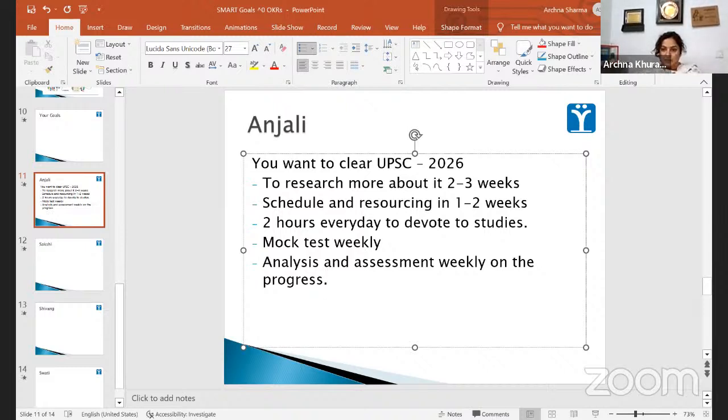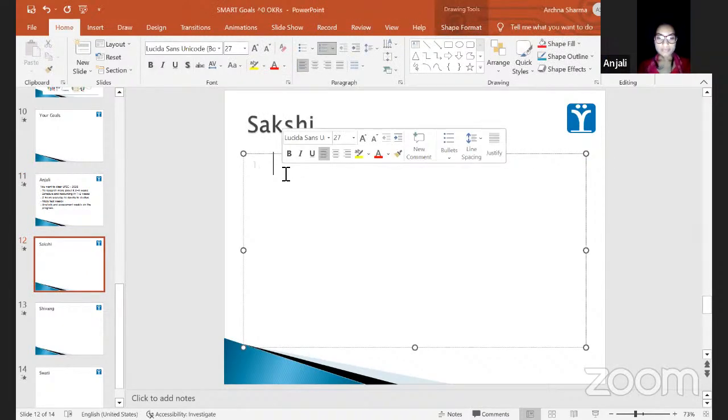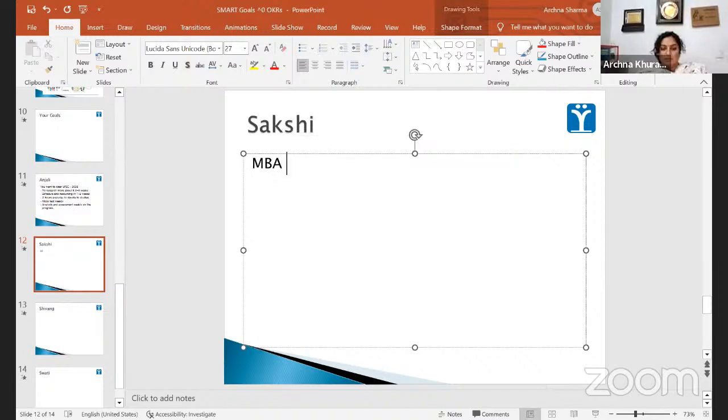ठीक है जी? Done. So that's your goal. Sakshi, what's yours? Yes. Thank you, ma'am. So mine is to do MBA from a good college. You want to do MBA from a good college. नहीं, होता कोई भी नाम बताओ institution का. A grade institution or B grade institution or C grade institution. That's how MBA institutions are known.